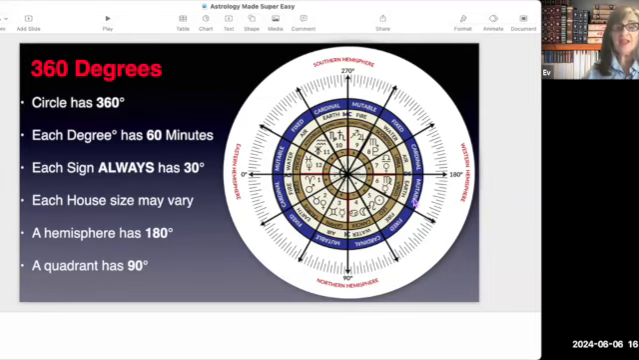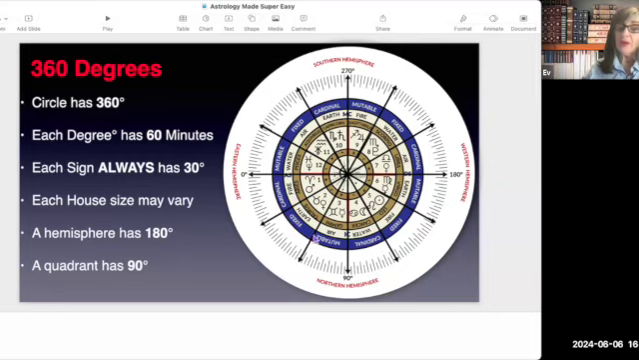Virgo is a mutable earth sign, and it's the second earth sign, and it's mutable. The first fixed sign is earth. The first fire sign is cardinal. The second fire sign is fixed. The second cardinal sign is water. The first cardinal sign is fire.